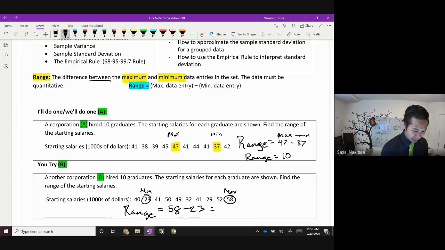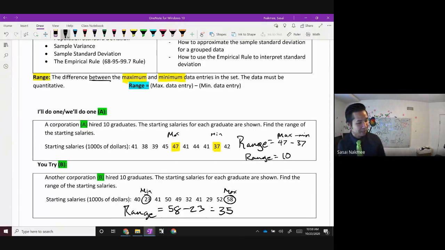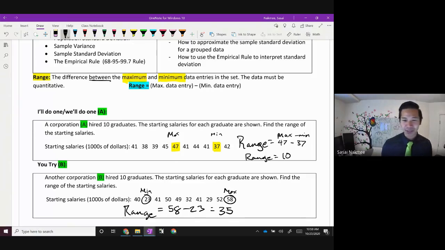Are you lost a little bit, Lewis? We're just taking the maximum minus the minimum number. 58 minus 23, that's why everyone's typing out 35. And some people are saying 35,000 because, of course, this is in thousands of dollars. So one company has a range of 10,000. Another company has a range of 35,000.